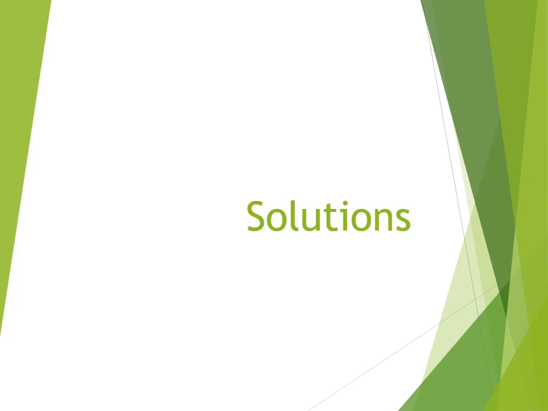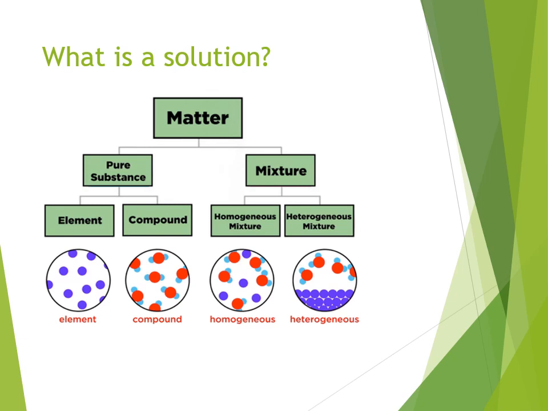Hello folks, today we're going to talk about solutions and we're going to look at what a solution is and some solubility rules. So first we want to discuss what a solution is. Back in Unit 2 we talked about what matter is and we talked about a pure substance versus a mixture. Our pure substances are made of a set ratio of compounds. They cannot be separated by physical means, but we're going to focus on the mixture side.